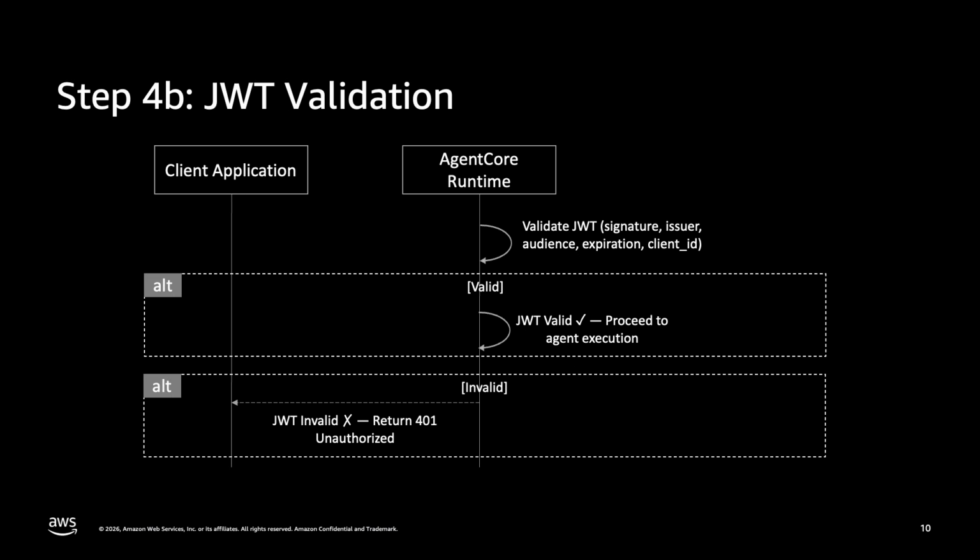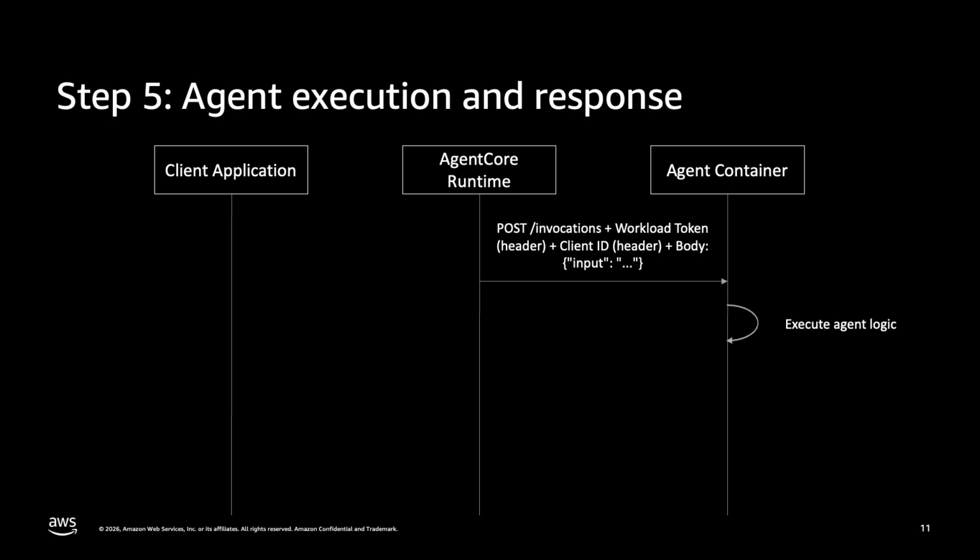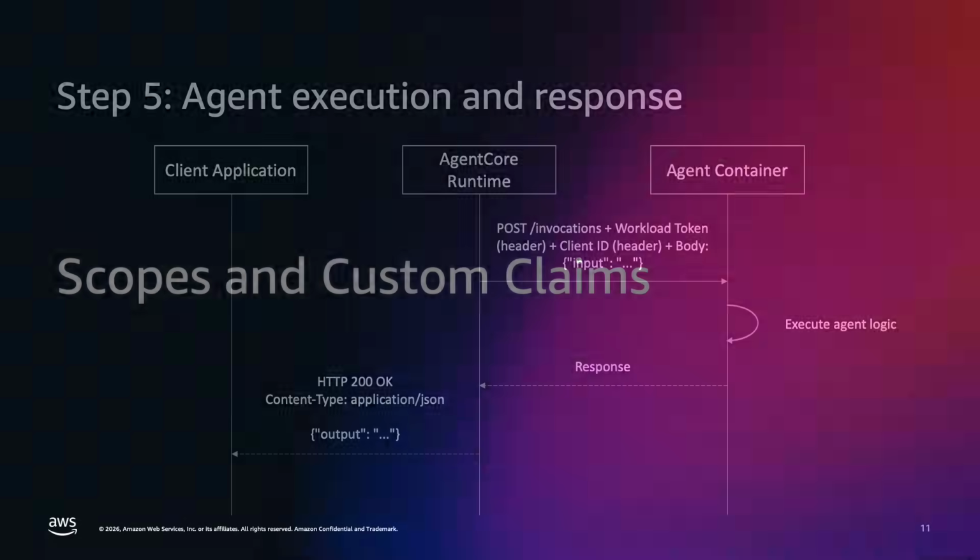If any check fails, for invalid signature, wrong issuer, expired token, or unauthorized client, the request is rejected with a 401 unauthorized response. Once the JWT is validated, the runtime proceeds to execute the agent. AgentCore Runtime invokes the agent container with the input payload and the client ID. The agent executes its logic and returns the response. That response flows back through the runtime to the original client with an HTTP 200 OK as the status.